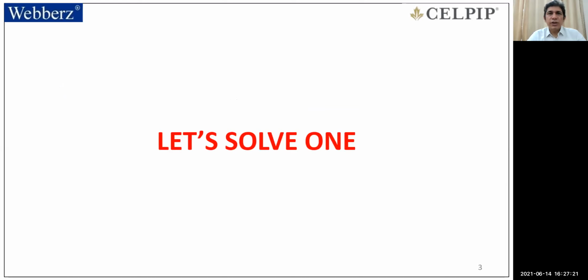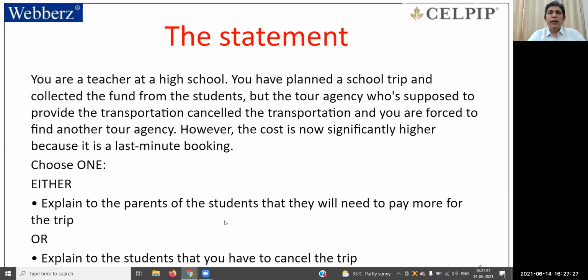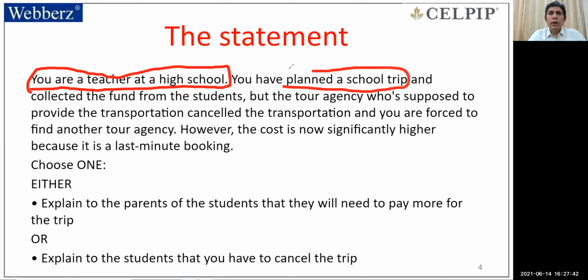Let's try to solve one situation. Now, I'll be marking here and I'll be telling you what exactly are the key points which we need to keep in mind. You are a teacher at high school. That means your role has been changed to a teacher. You have planned a school trip and you have collected the funds from the students. That means the funds have already been collected.